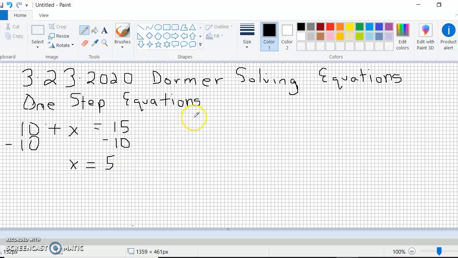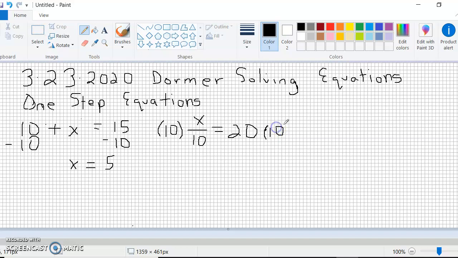Okay, I could do another one. Let's say I had something like x over 10 is equal to 20. Another very simple problem. What I would do here is multiply this side by 10, then I'll multiply this side by 10.